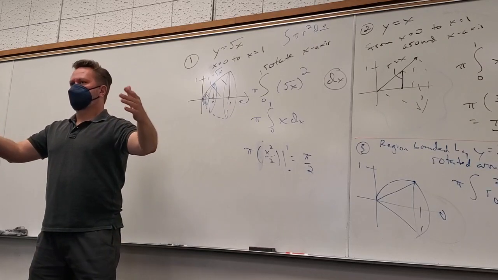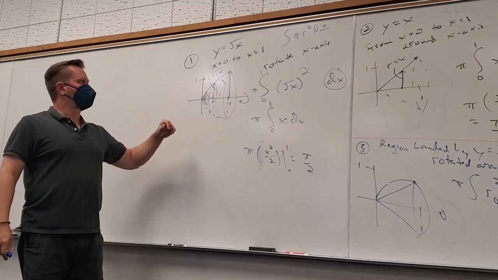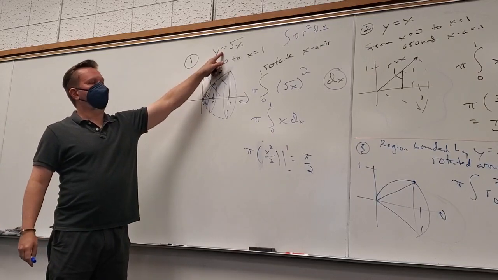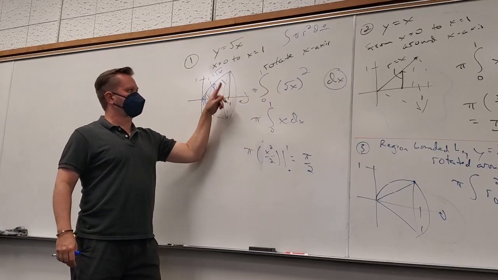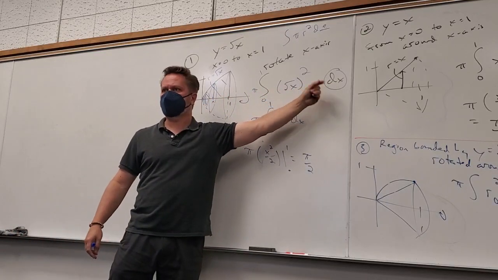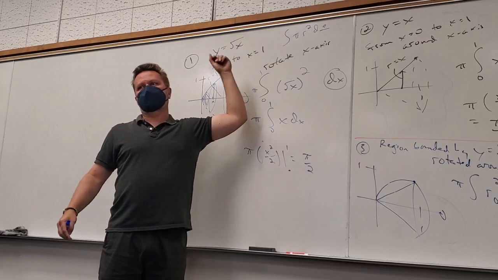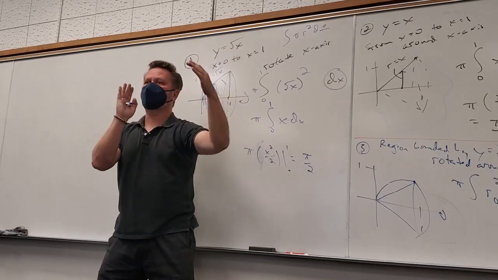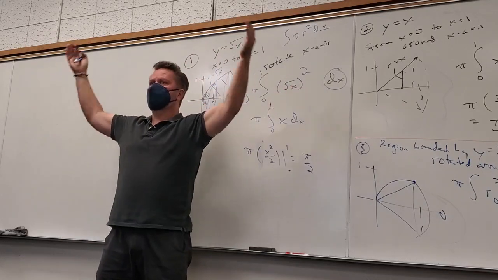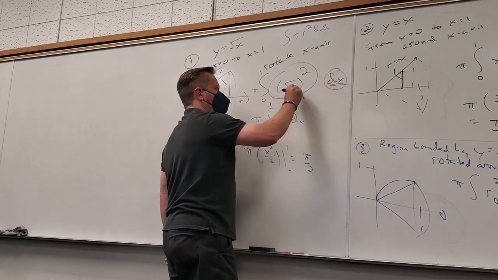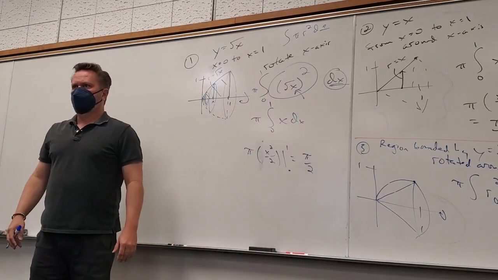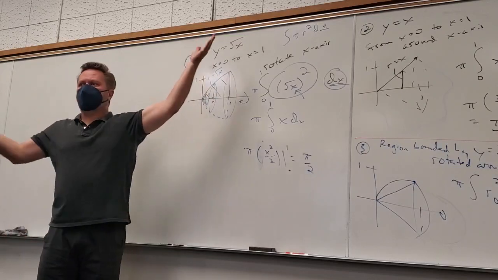Another drawback to the disk method is, what if my function was something I couldn't solve for y? Because if I'm going around the x-axis, this has to be dx, yes? So if they give you a function that you can't get as a function of x, can you use the disk method? No. Because if this is dx, this has to be a function of x. This one's easy because it's already solved for y.